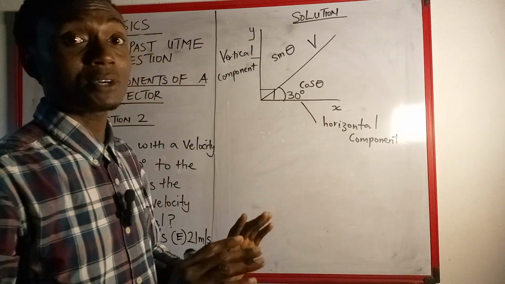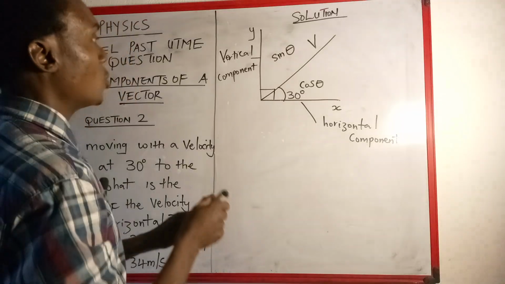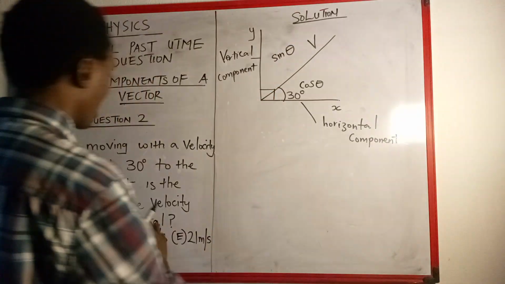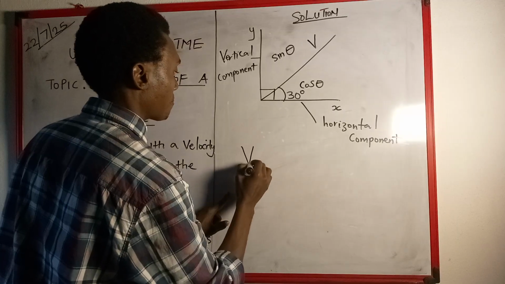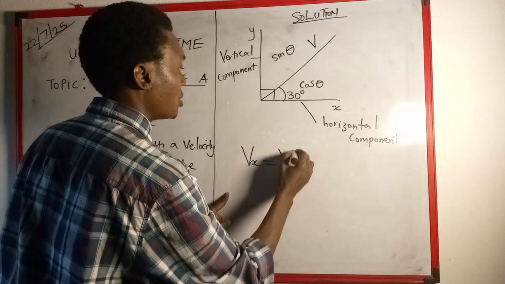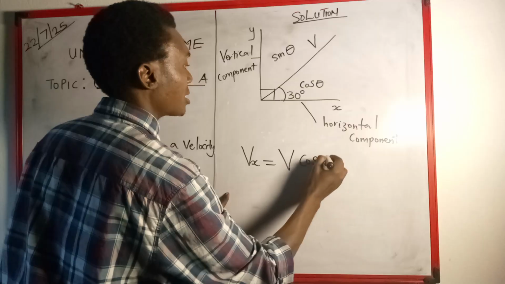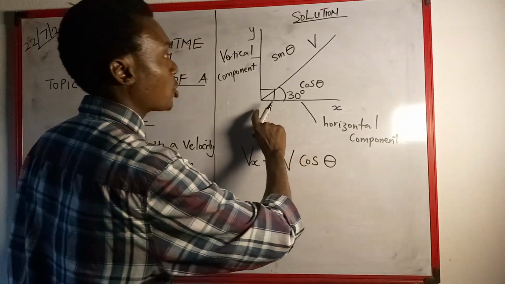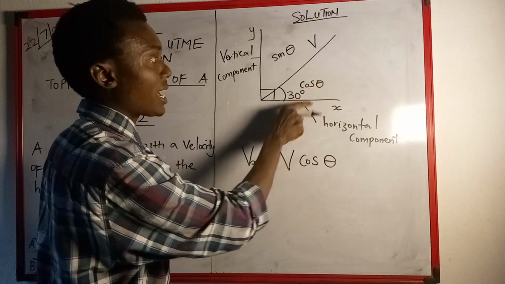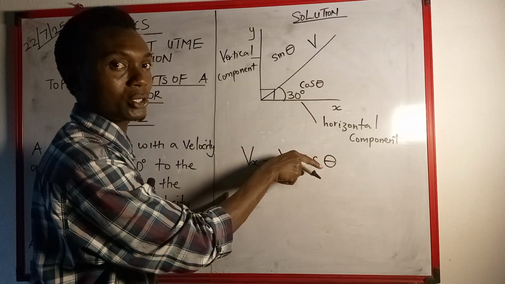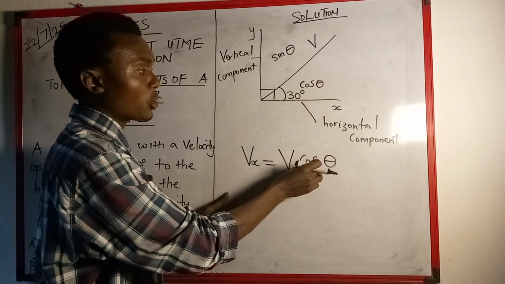Okay, so it makes our work very easy. The first thing you do, since you're looking for the horizontal velocity, is Vx equals V cos theta. Take note, because it's horizontal, because cos theta is inclined to the horizontal. So that's why we're using V cos theta.